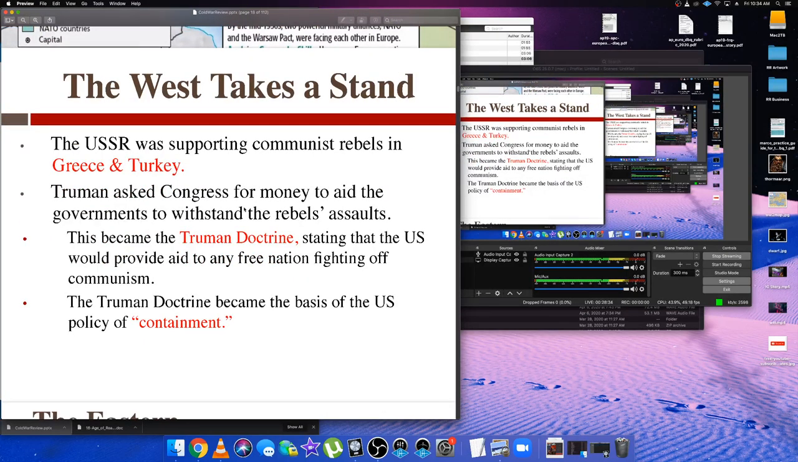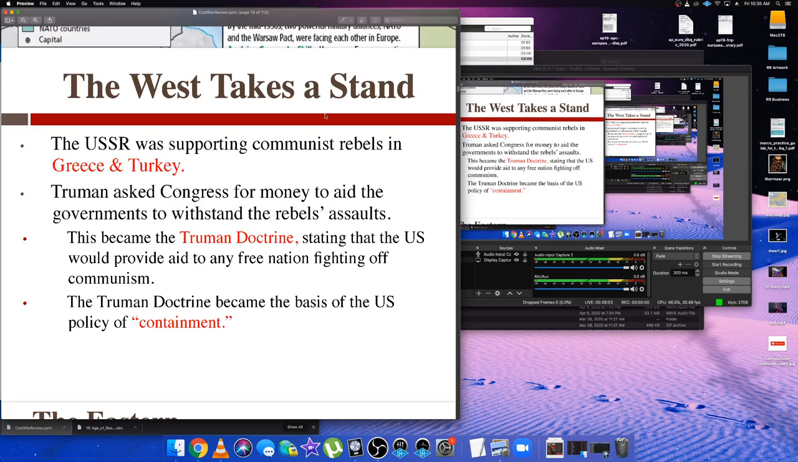So the USSR was supporting communists. One of the first things that we see in terms of the United States and the West taking a stand against communists was in Greece and Turkey. And President Truman, who had taken over at the tail end of World War II, asked Congress for money to aid the governments of Greece and Turkey to withstand the attempted communist rebel coups in those places. And this became known as the Truman Doctrine.